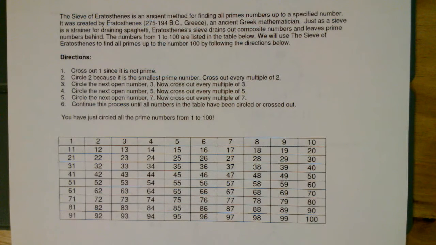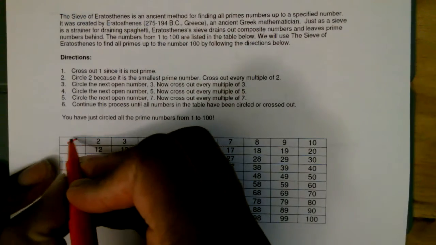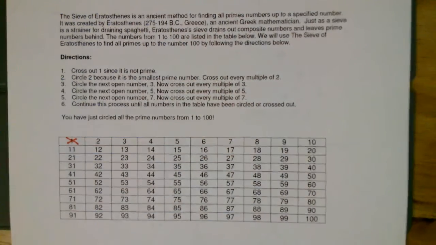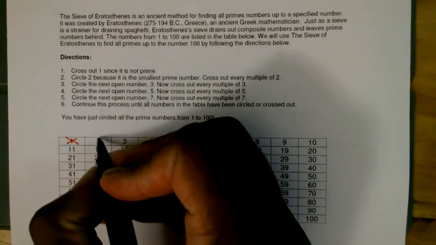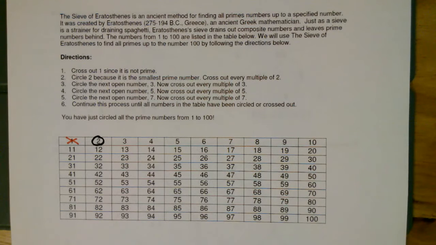All right, first of all, you're going to cross out the number 1. And the reason for that is 1 is not prime, nor is it composite. So we're going to cross out number 1. Second step, circle the number 2. Okay, that's going to be the smallest prime number. And then you're going to cross out every multiple of 2.